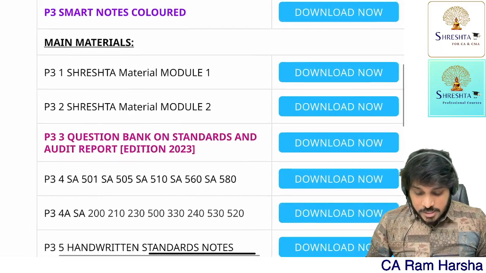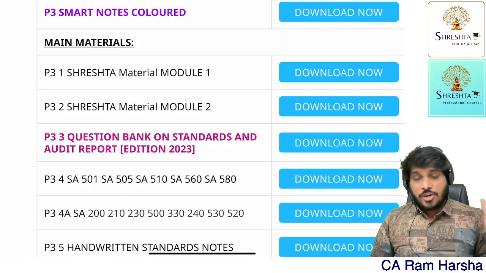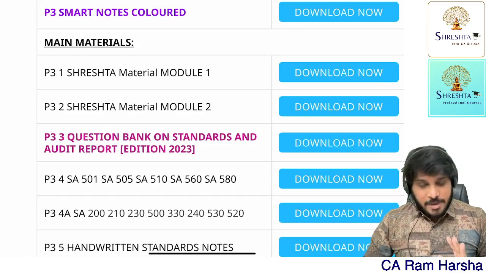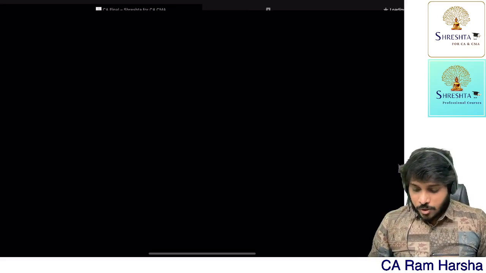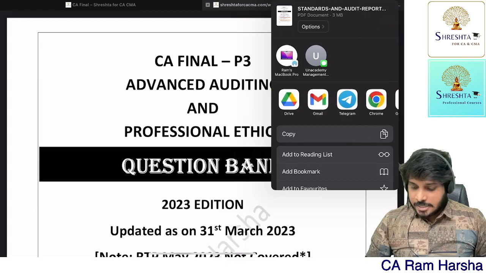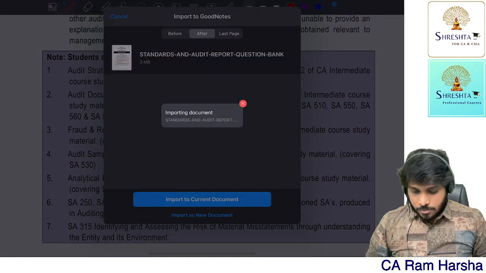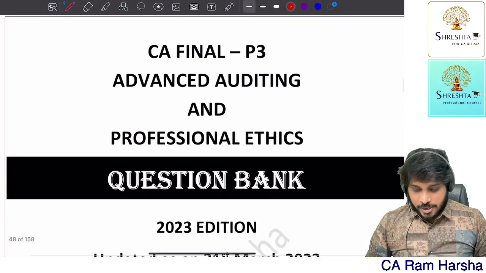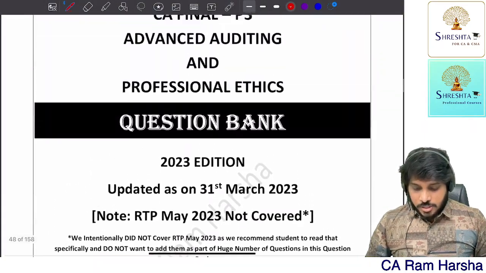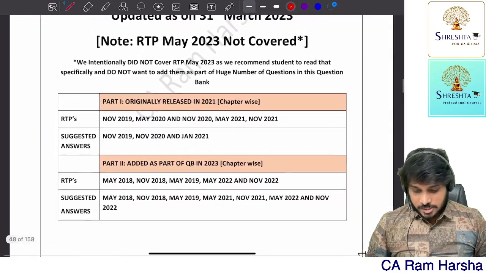This is an exclusive question bank on standards and audit report. Let me open this and show you. Just click on the download option. The question bank gets opened, and let me open it in the application. Okay, now you see here. This is the question bank which we finalized on 31st March and released.